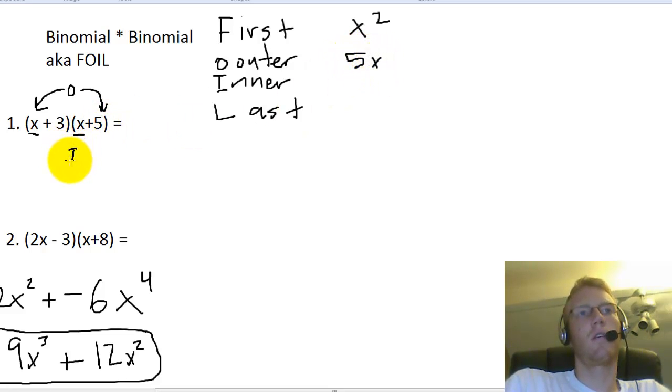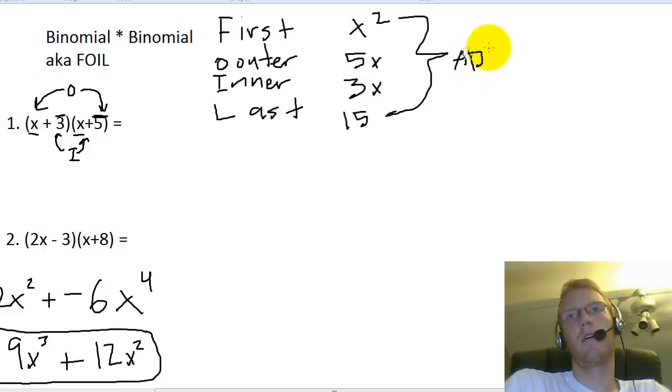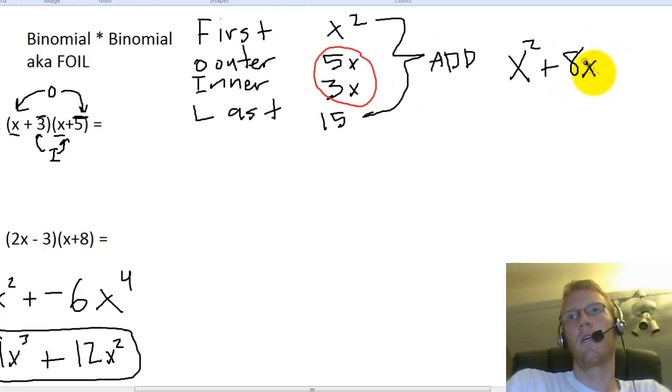Inner means take things on the inside. So that would be here and here. If you think of this as a sequence, right, the inside is the middle. So 3 times x is 3x. And the last is going to be the second guy here and the second guy here. So 3 times 5 is 15. And then these you want to add up because all these terms are added together. Okay, so the grand total is x squared. These two are alike, so I can combine those two together and I can make that an 8x.